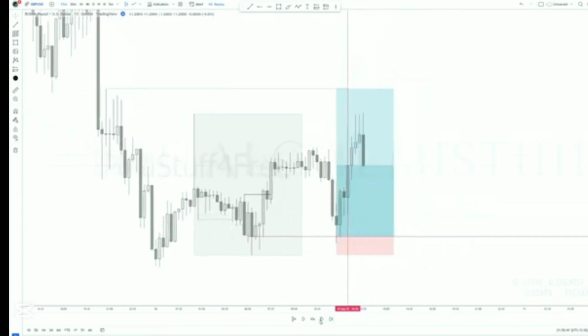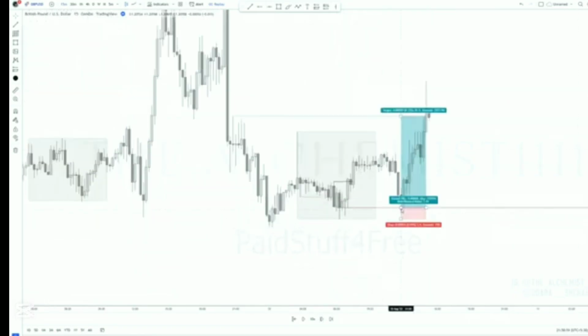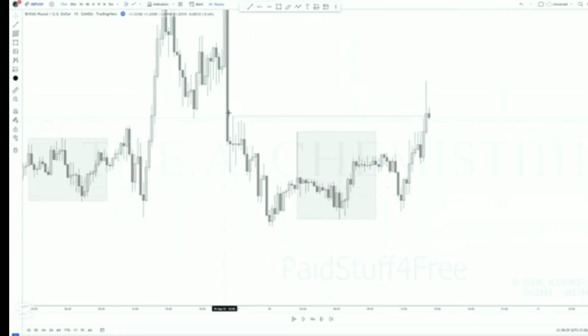And what happens? There it goes. See that? So when Asia is strong, this is what would happen. It gives you a retracement and then it starts to fly. So that was that.